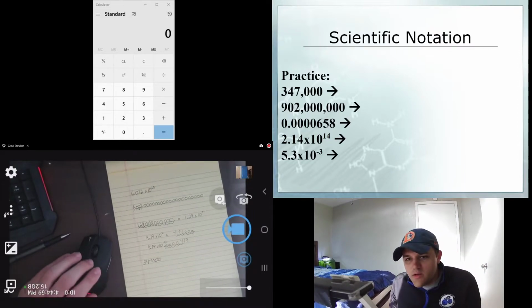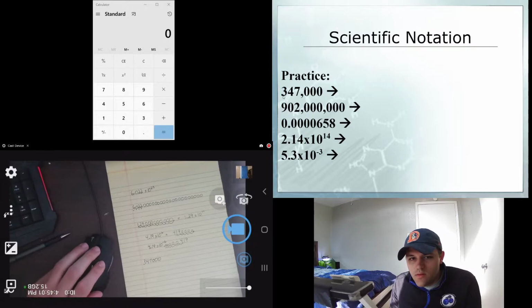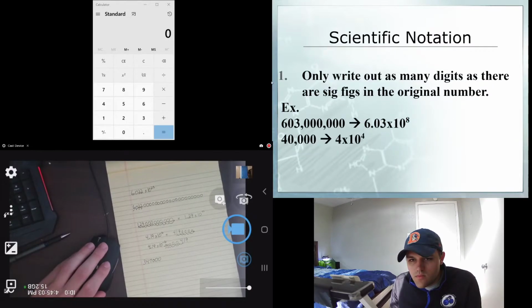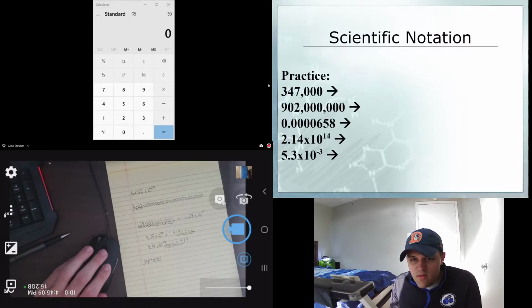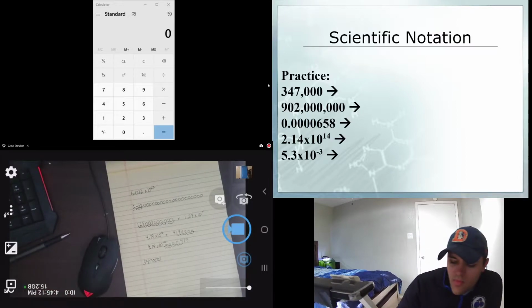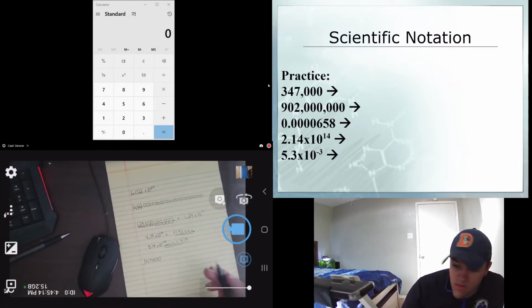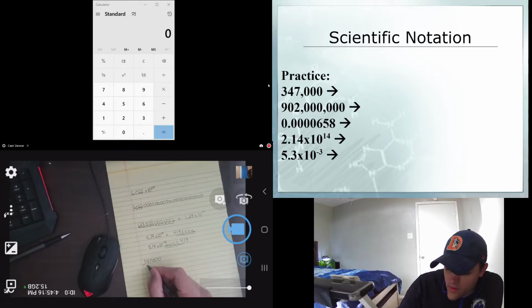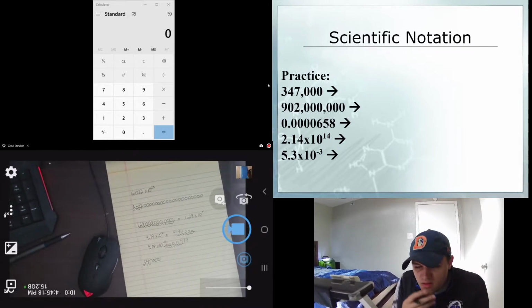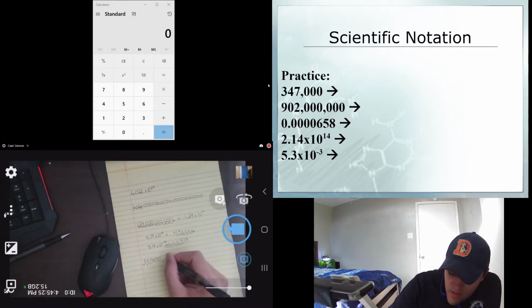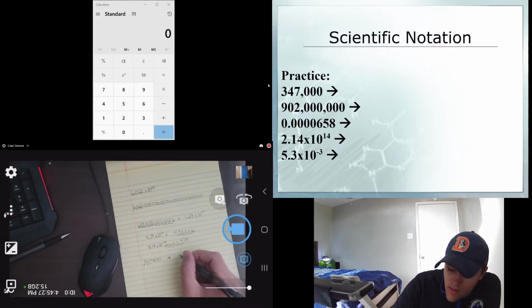If we go back and look at our rules, rule 1 is we are only writing out as many digits as there are sig figs in the original number. So back to our example, we've got to count up our sig figs. The 3, the 4, and the 7 are all significant figures. Those 3 zeros behind them are not. So when we write this out as scientific notation, we're going to have our 3, our 4, and our 7 as part of it.